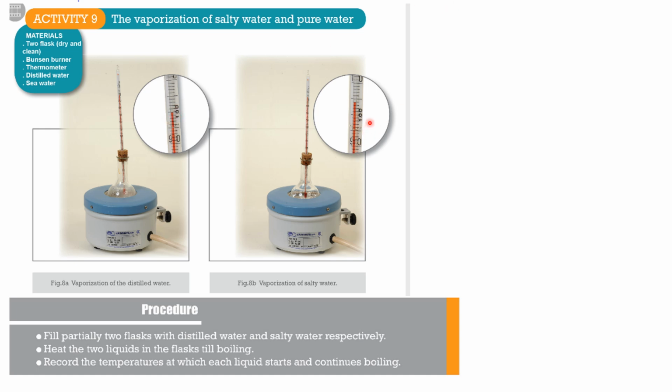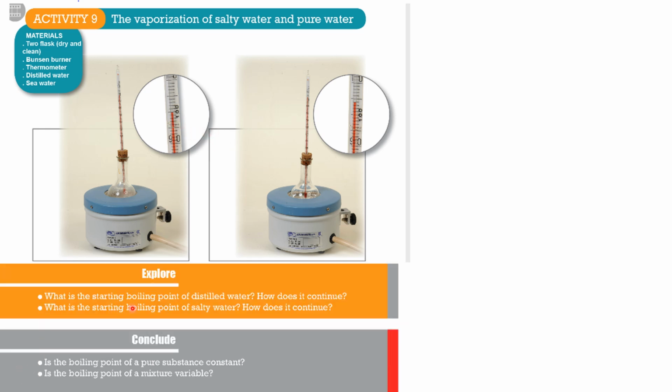What about the temperature here? This is the 100. The temperature is above 100. So the boiling point of distilled water is 100, while salty water it is above 100. So they have different boiling points. What is the starting boiling point of distilled water? How does it continue? The boiling point of distilled water is 100 degrees Celsius and it does not change, it is constant.